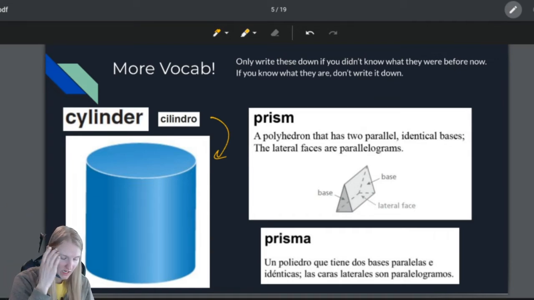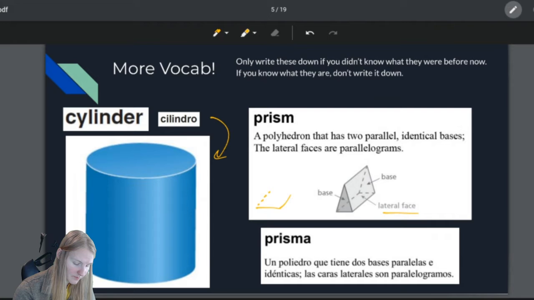And a prism is a polyhedron, that's a fancy word, that has two parallel, that's important, parallel identical bases. And the lateral faces are parallelograms. And yeah, you can see this is what they mean by lateral face. And the bases can be whatever they want. They can be triangles, they can be trapezoids, decagons. They can be squares, rhombuses, whatever you want, as long as they are the same. So anything that looks like this could be a prism. A cube is a prism.